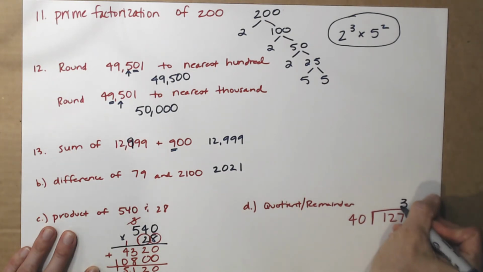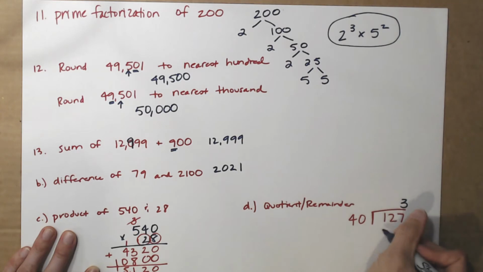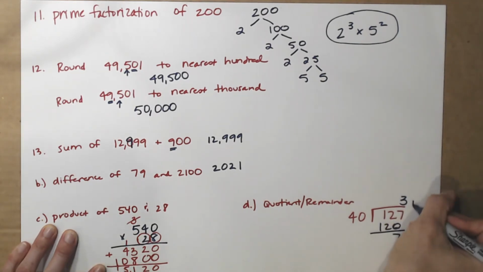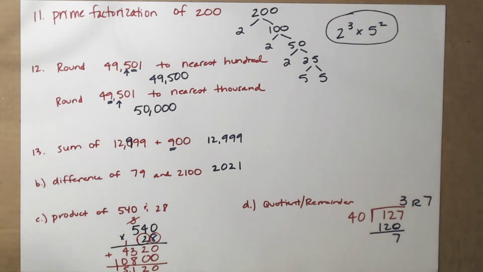So I'm going to use 3. 40 times 3 is 120. And I have a remainder of 7. 3 remainder 7. Now we have some story problems.